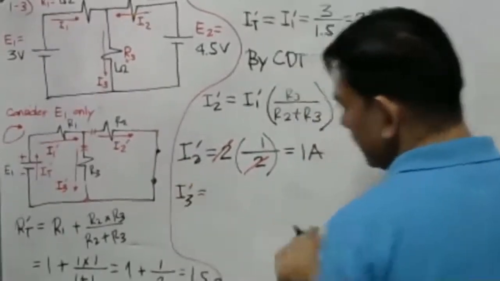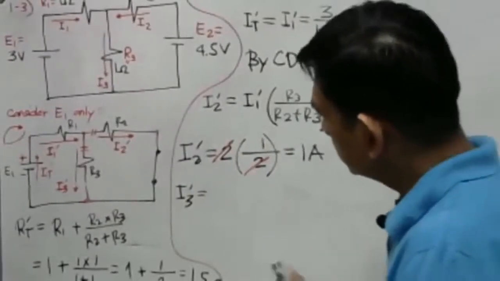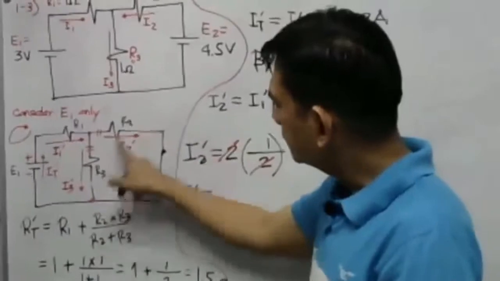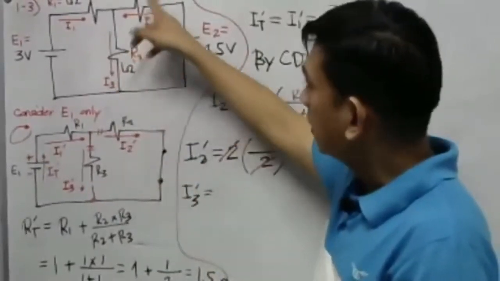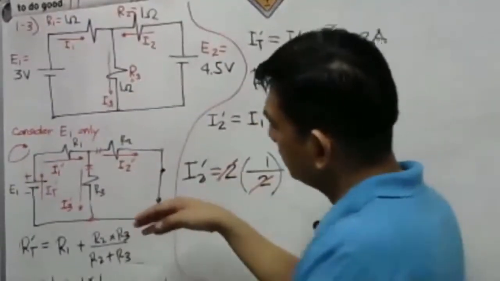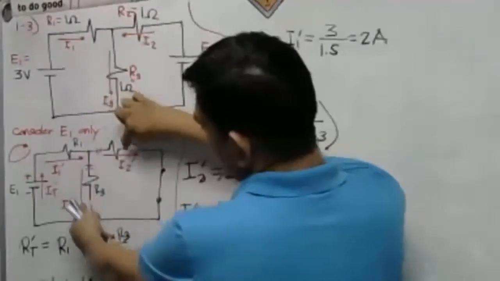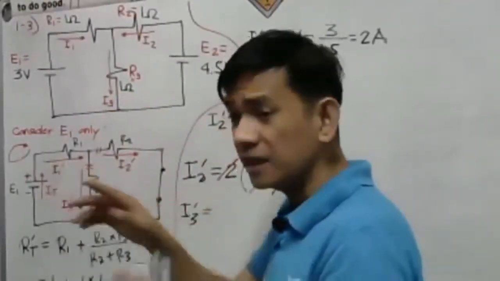Okay, I will teach you a little shortcut. Take a look here. Since R2 and R3 are both 1 ohm, meaning they have the same resistance, in two parallel branches with the same resistance, they will divide the resultant current equally.